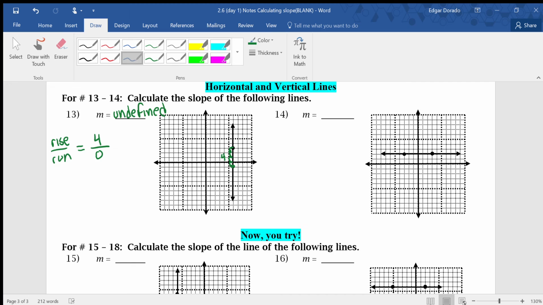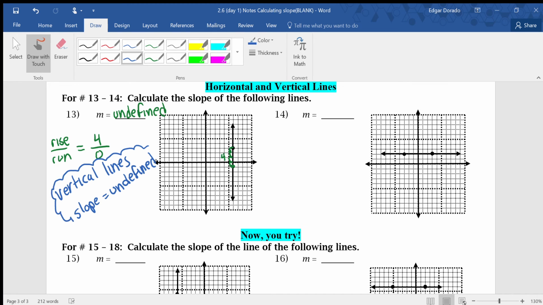If I have a vertical line, I will never move left or right, meaning I will never have a run. I'll have a run of 0. Okay, and if I'm ever dividing by 0, I do get an error, meaning that for vertical lines we have slope undefined. So go ahead and make a little note there for yourself. So vertical lines have a slope that is undefined.